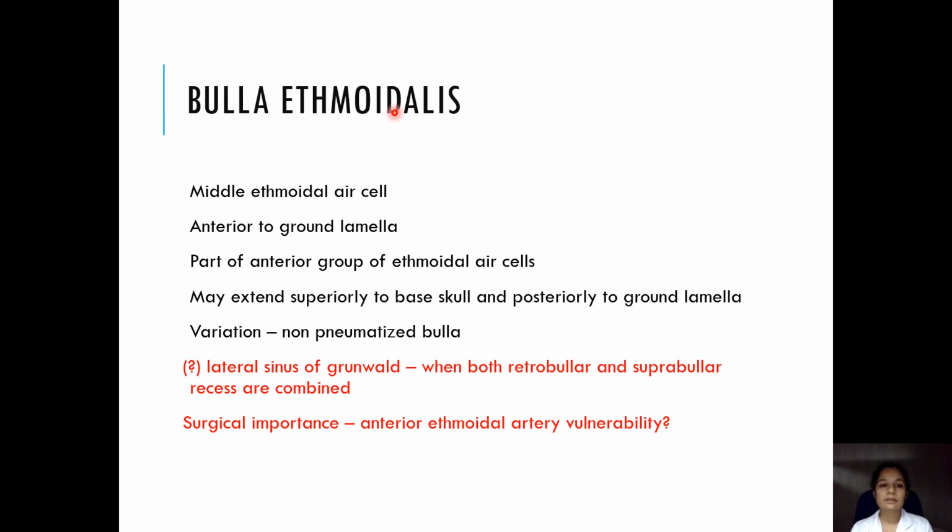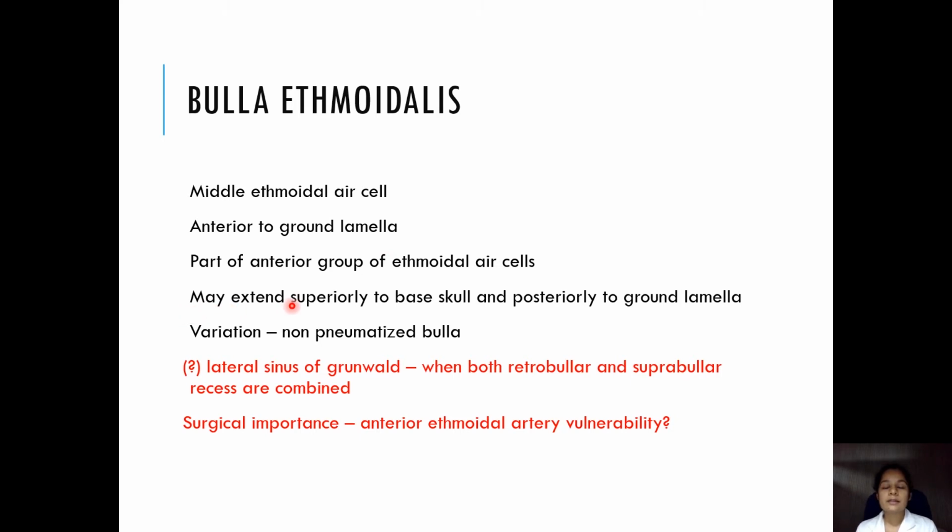Now bulla ethmoidalis. This is the most constant ethmoidal air cell located posterior to the uncinate process and helps in forming the osteomeatal complex. It is also the middle ethmoidal air cell. It is anterior to the ground lamella. All the cells anterior to the ground lamella are anterior ethmoidal cells, and all the cells posterior to the ground lamella are posterior ethmoidal cells. Ground lamella is also the second attachment of middle turbinate, where the middle turbinate attaches to the lamina papyracea. It is also known as basal lamella.